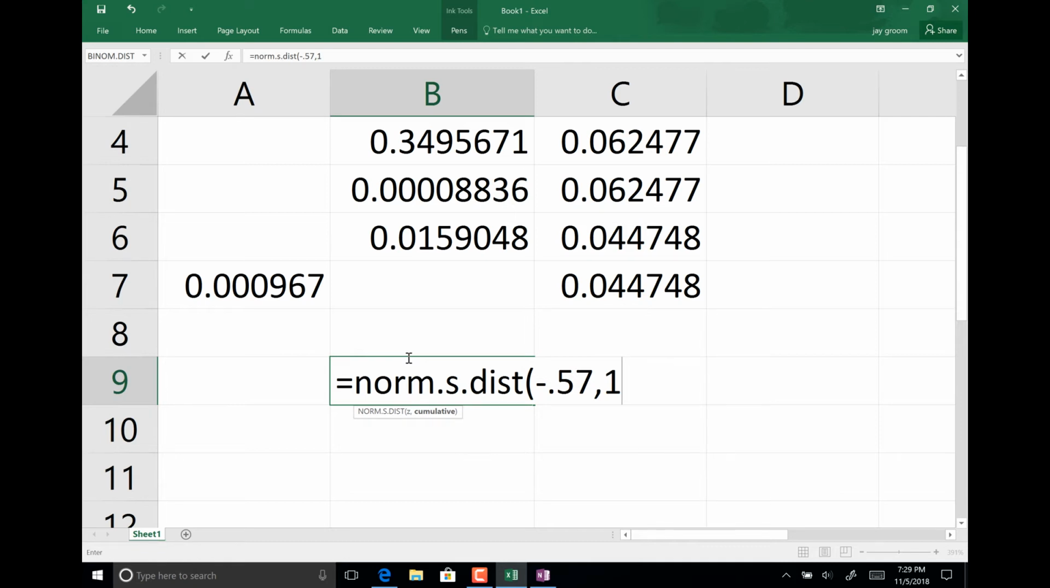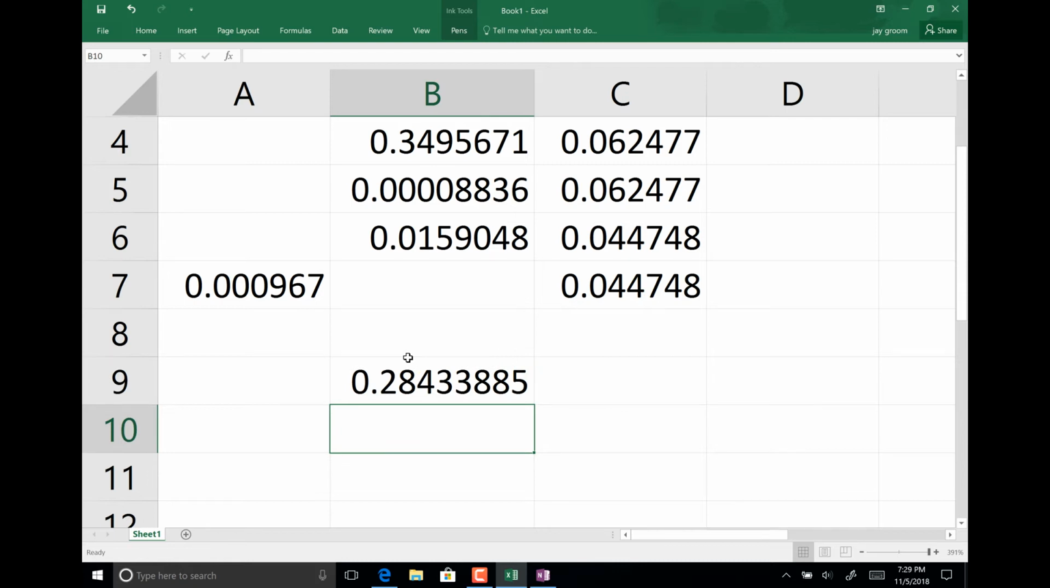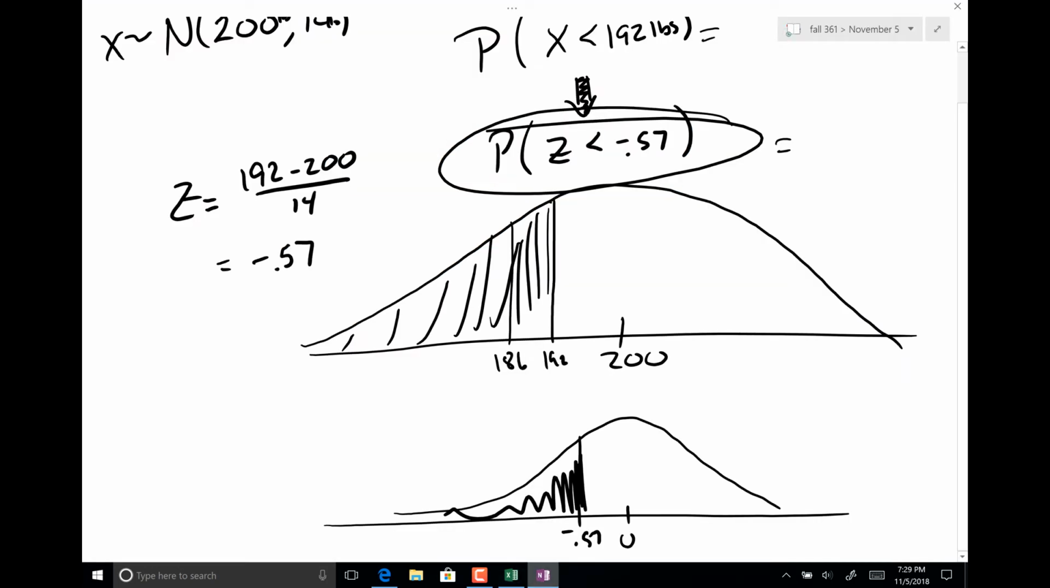Always 1. Okay? I hit enter. Hey, it's 28 point some odd percent. Okay? Now, if you looked at Jay's picture over here, you're like, that looks a lot more than 28%. I feel like you're wrong, Jay. Yes, pictures can be deceiving, yes?